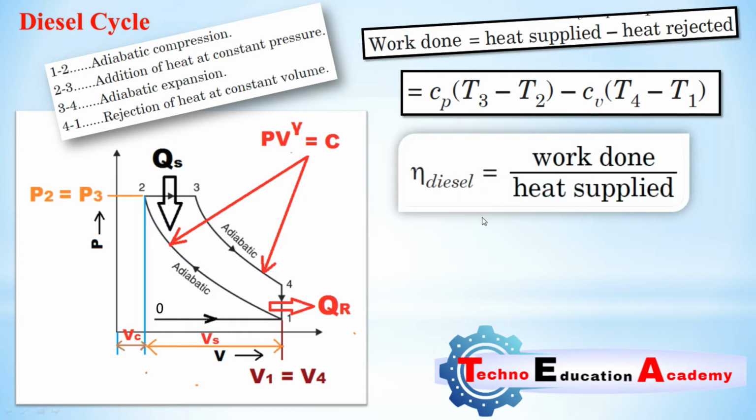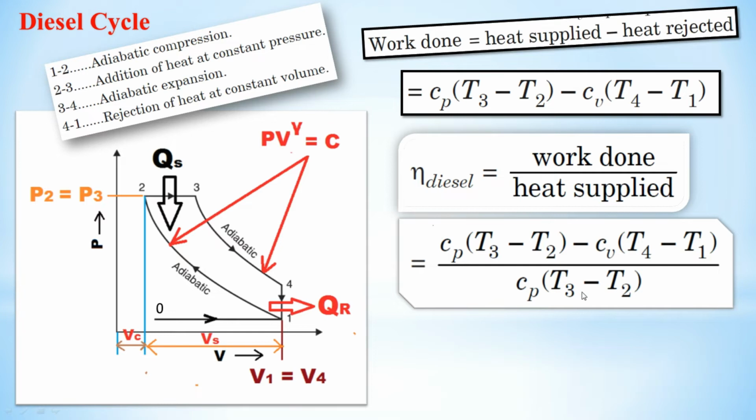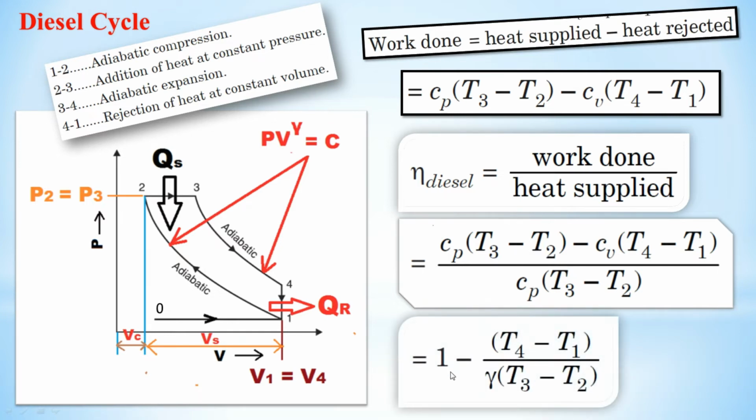The general term of efficiency equals output upon input. My output is the work done, heat supply minus heat rejection, and the input is heat supply. So put in the values of heat supply and work done. We have already derived the equation of work done, heat supply minus heat rejection, and heat supply equals m Cp delta T. Here you can see that in the numerator and denominator, the common term is Cp times T3 minus T2, so this is the simplified form.